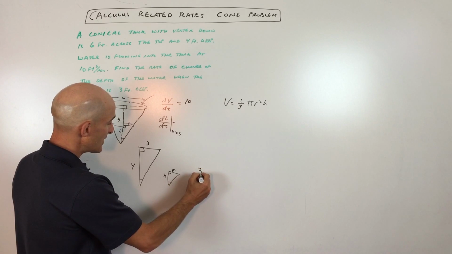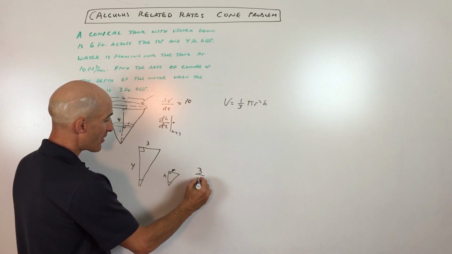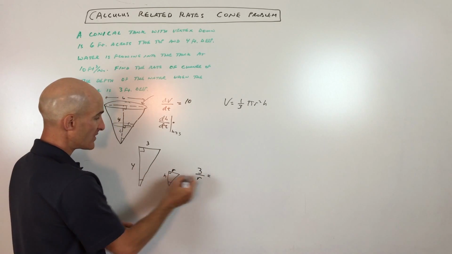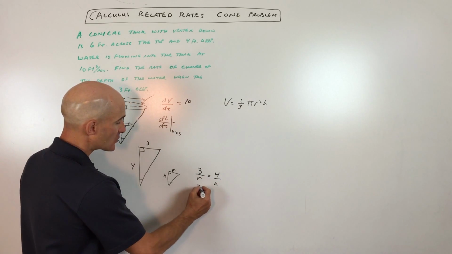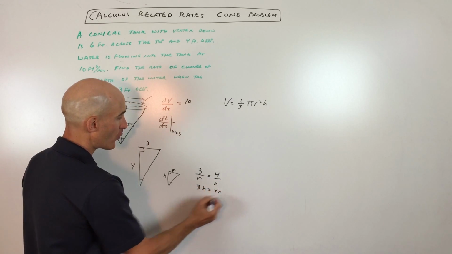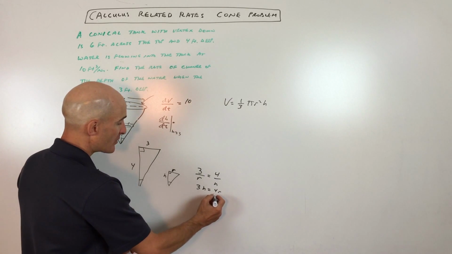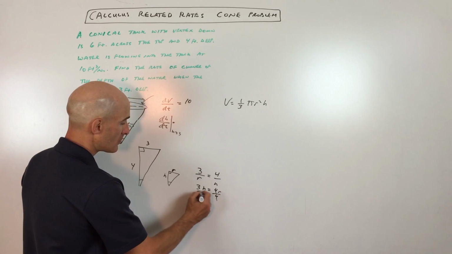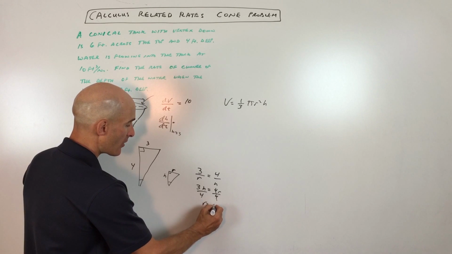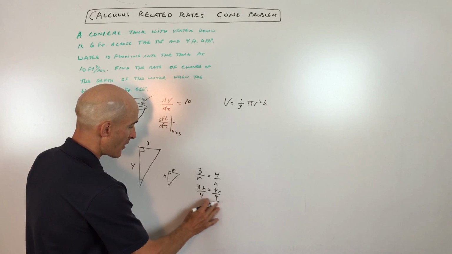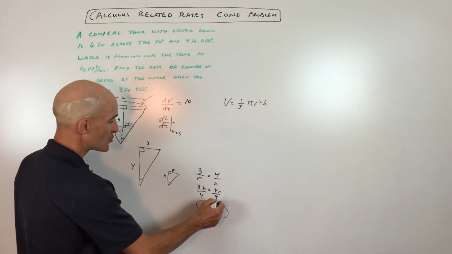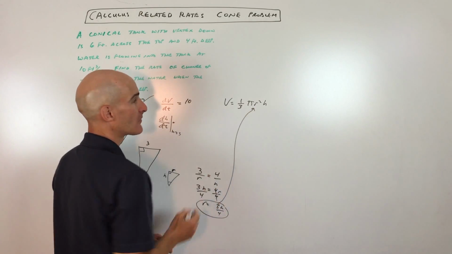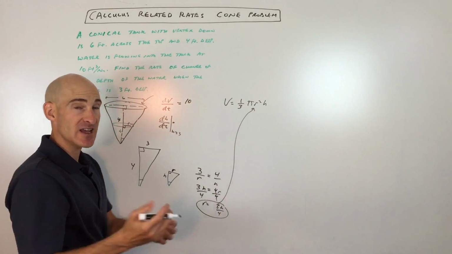I'm going to say 3 is to r as 4 is to h. Then I'm just going to cross multiply, so we get 3h equals 4r. Then I'm going to divide both sides by 4. So that means that r equals 3h divided by 4. We're going to put that in place of r here. This way we get everything in terms of V's and h's.